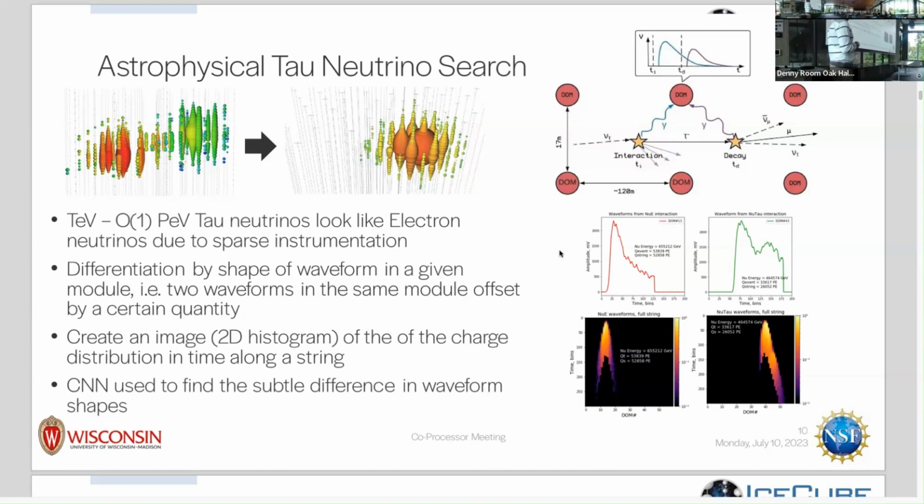What we've been able to do is use a convolutional neural network. We construct two-dimensional images where on one axis we have the digital optical module number, which is essentially analogous to depth in the ice. The other axis is time, and we plot the voltage waveform for every DOM. Then we can use this two-dimensional convolutional network to evaluate these images and look for astrophysical tau neutrinos.